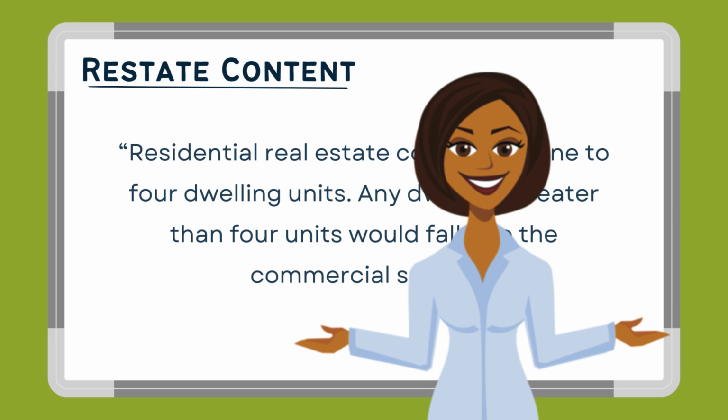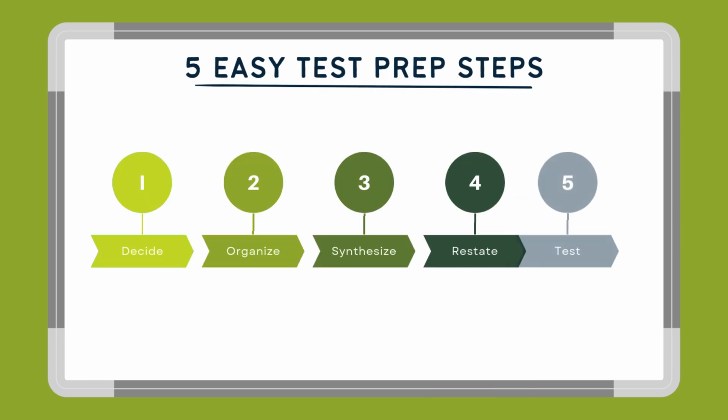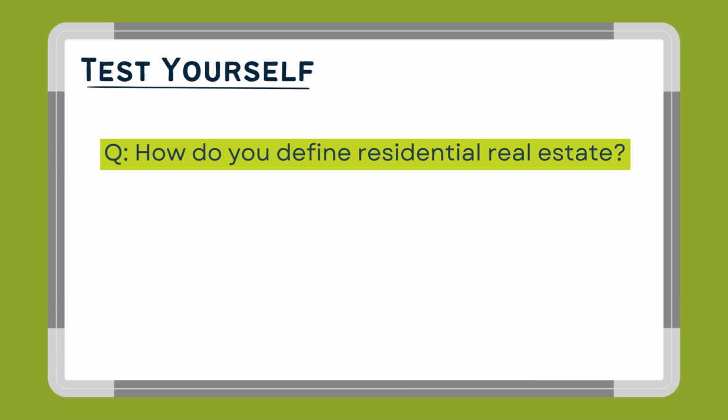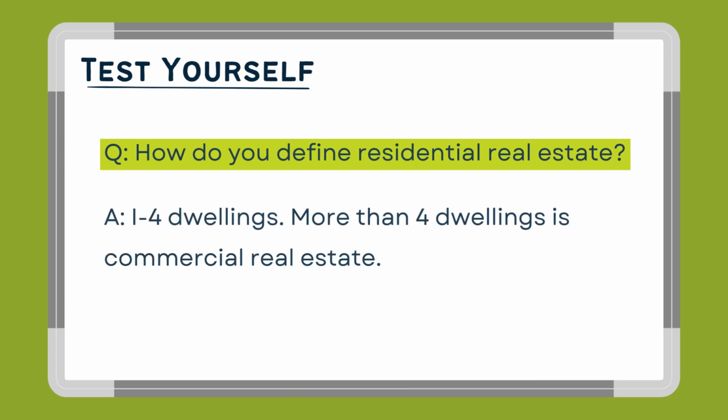All that's left is for you to retain what you've learned, which leads us to our 5th and final step, testing yourself. Your 5th and last step in this process is to test yourself by recalling information. How do you test yourself? Ask yourself a question, or better yet, write a question about the topic and answer it without looking at your notes. For example, you might write, how to define residential real estate, then proceed to write the answer to what you learned.